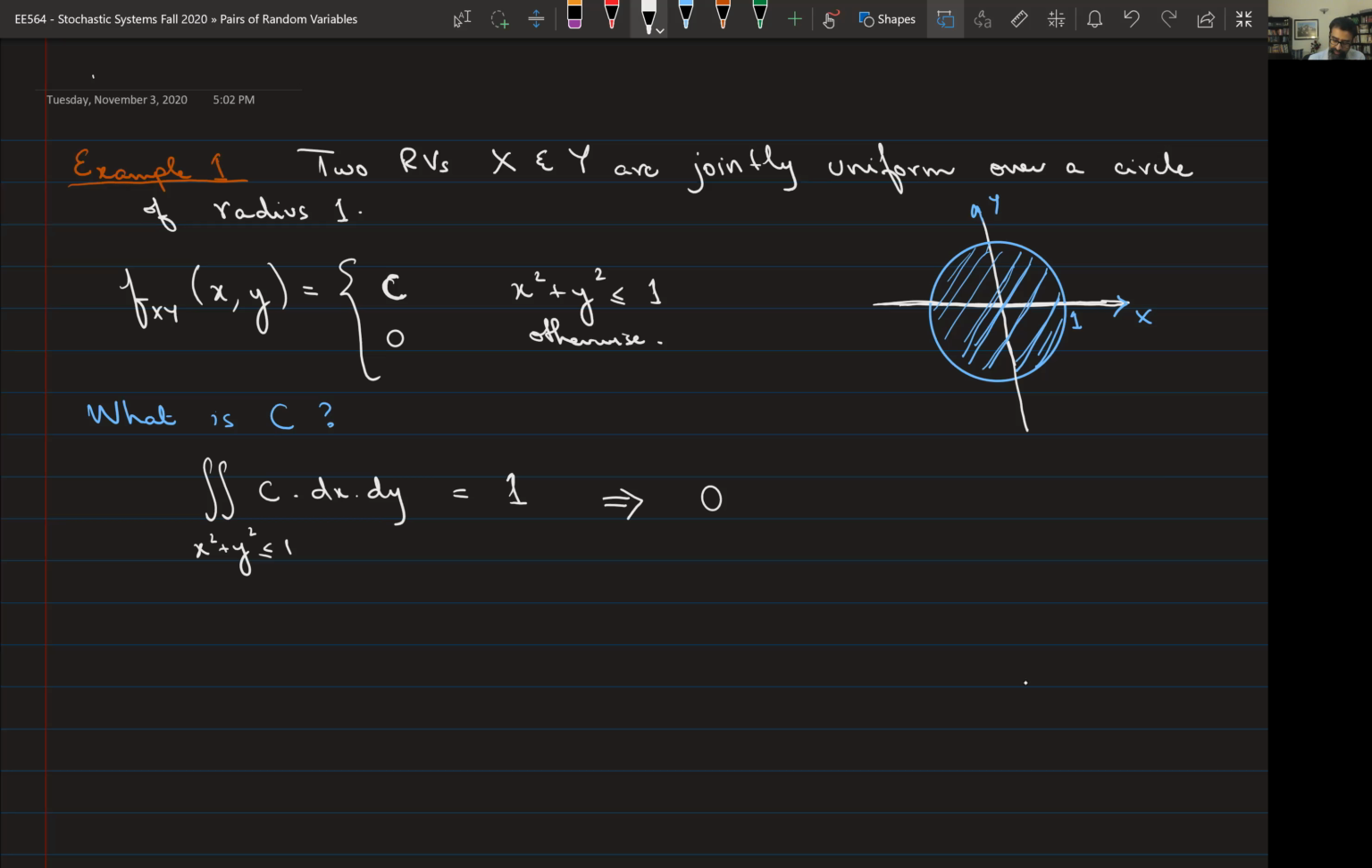So this is C times the integral over x squared plus y squared less than or equal to 1 of dx dy. I just want to test you. What is this double integral equal to? Sir, I don't remember. Pi is the equivalent. This is equal to pi. This is the area of a circle, pi r squared.